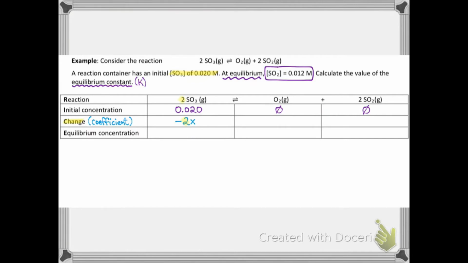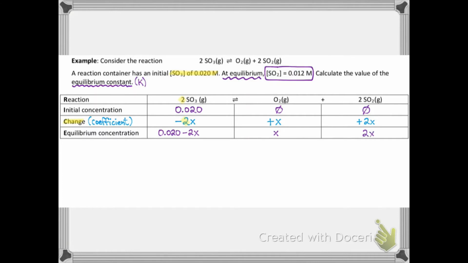Now, the product side, neither one of those chemicals have any concentration at all, so they're going to be gaining. How much are they gaining? Well, it's in terms of X. O2 has a stoichiometric coefficient of 1, so it's gaining just X. But SO2 has a stoichiometric coefficient of 2, so it's gaining 2X. So to find the equilibrium concentration, all you need to do is take your initial concentration and add or subtract the change. That's it. So the equilibrium concentration of SO3 is going to be 0.020 minus 2X. The equilibrium concentration of O2 is just going to be X. And the equilibrium concentration of SO2 is going to be 2X.